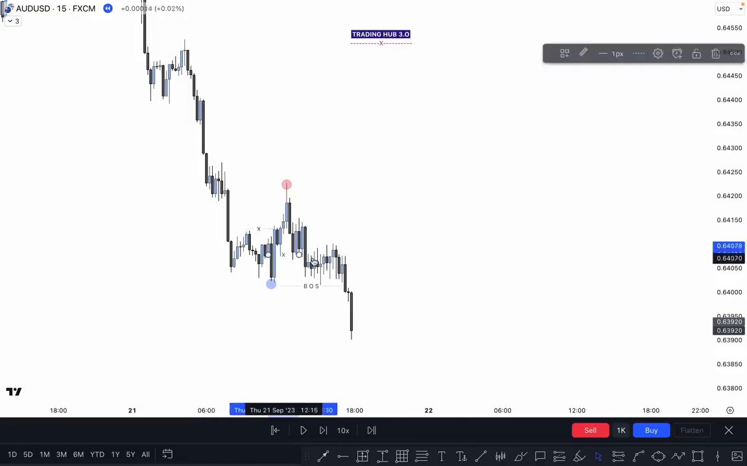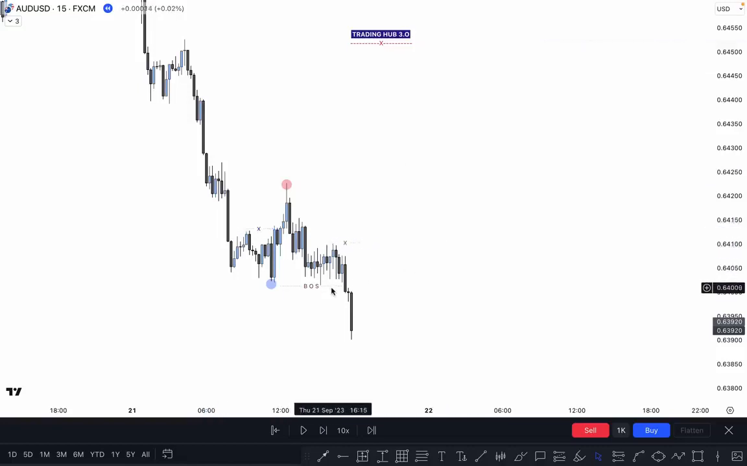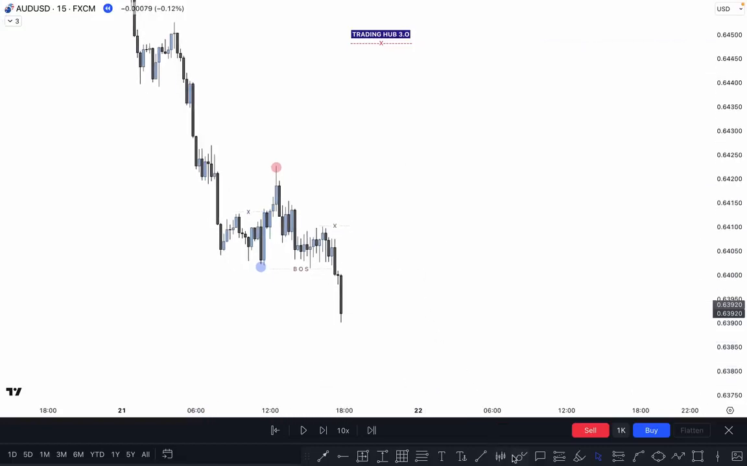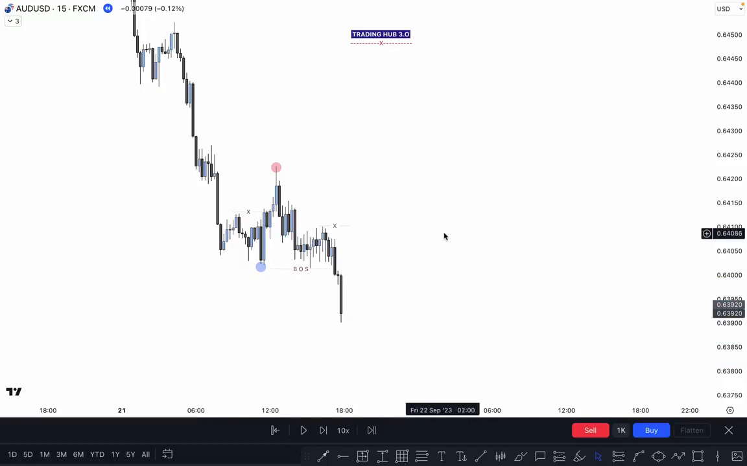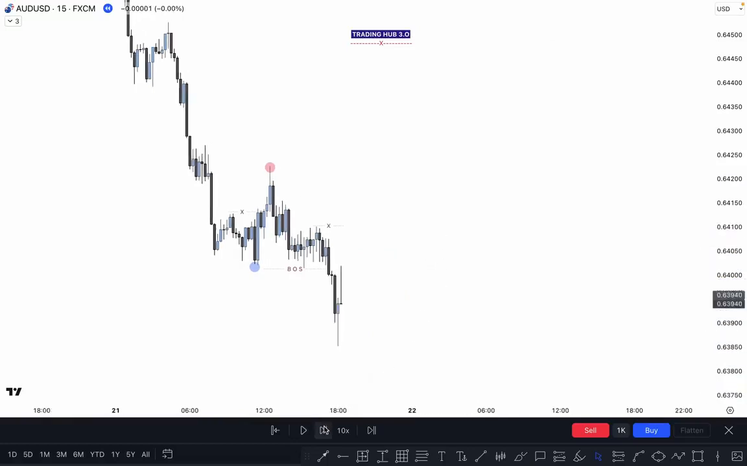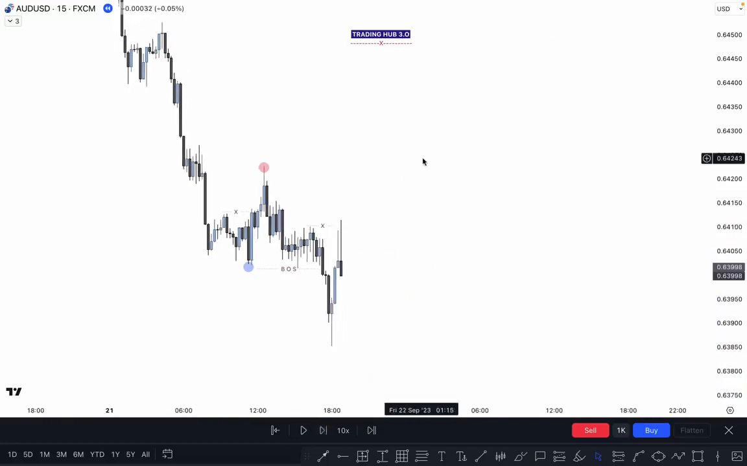So where is our inducement? This is our first pullback after the break of structure. If the market went further down, something like this, then our inducement transfers from here to here. As you know, we need inducement to confirm the lower low. So let's see what happened next. The market took out this inducement right here.